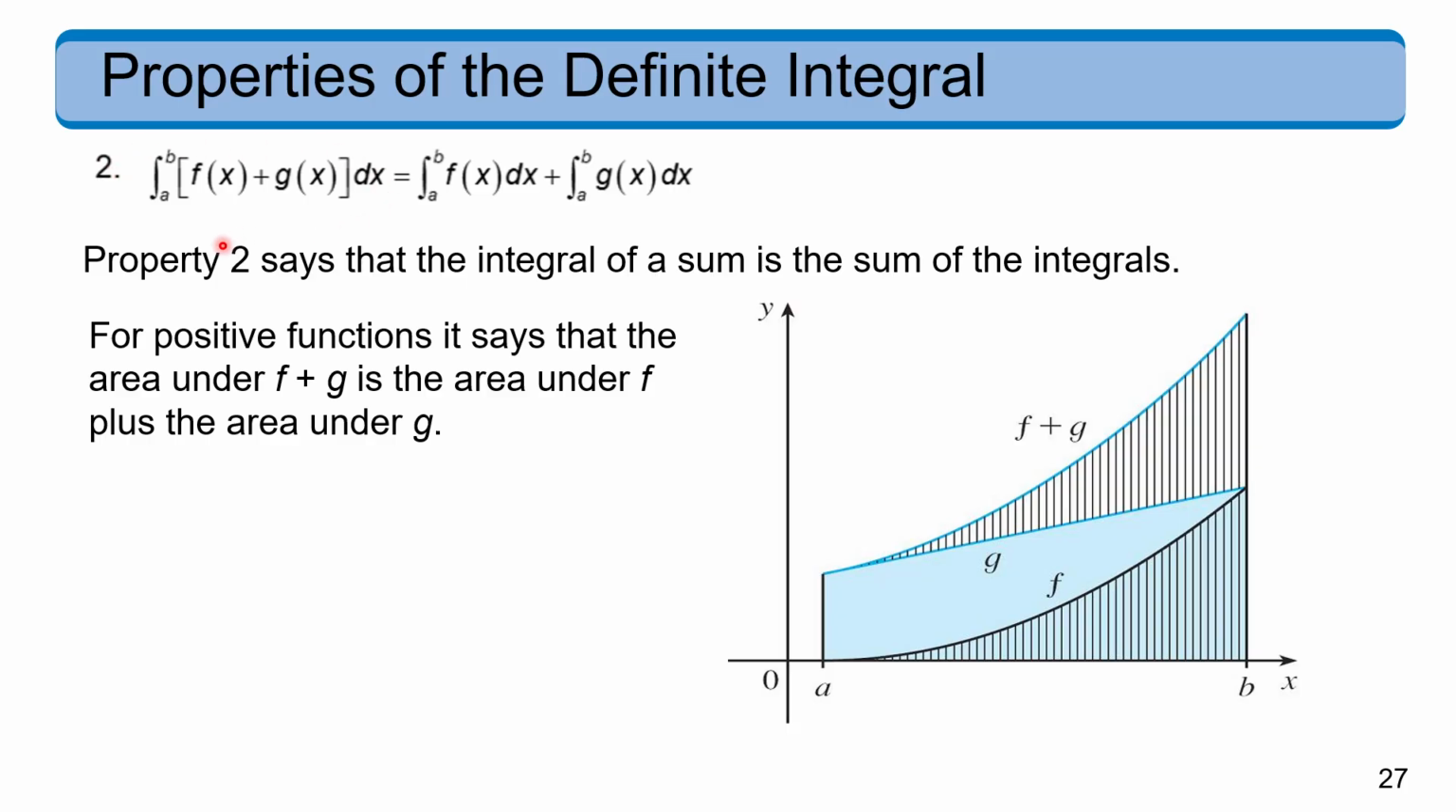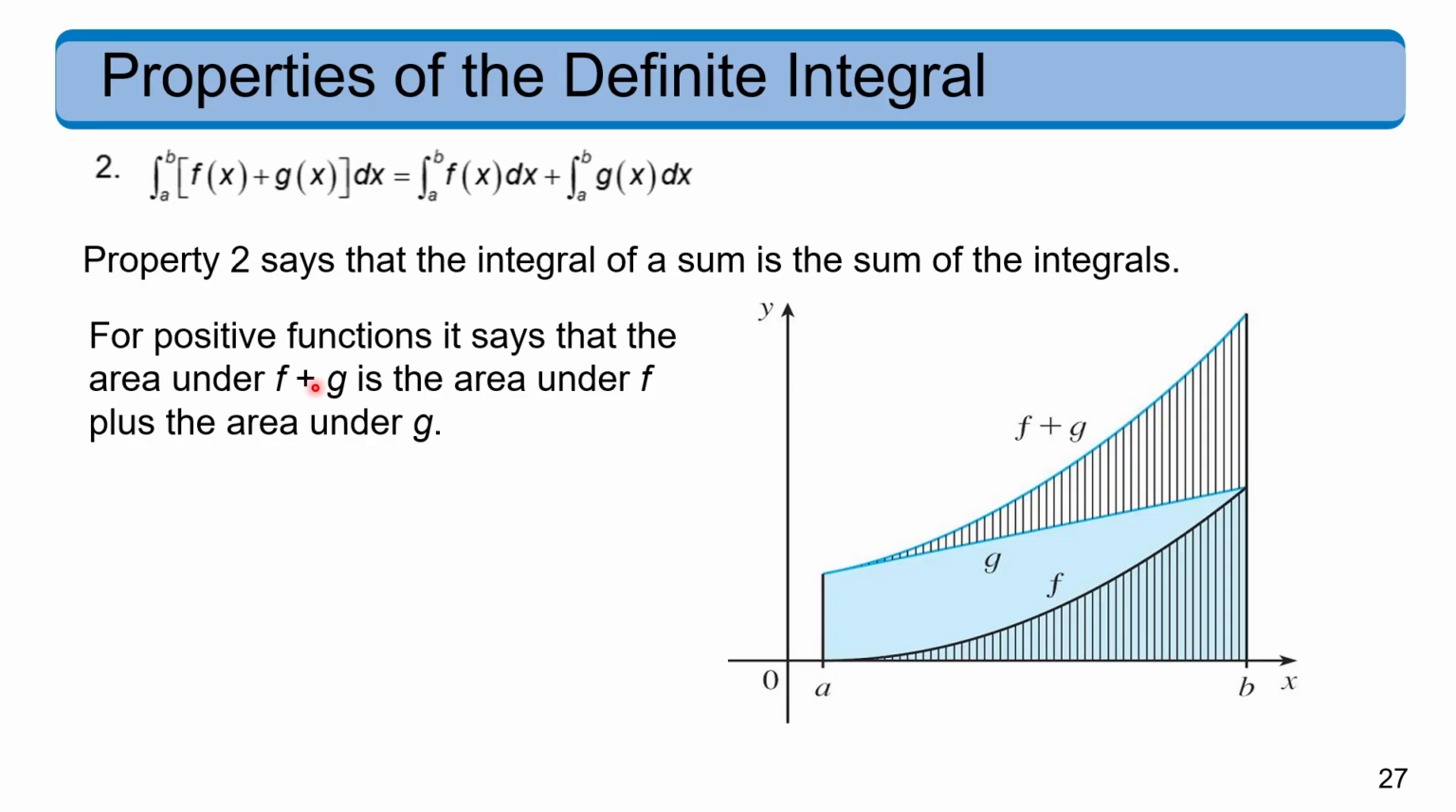This is the second property. It says the integral of f plus g equals the integral of f plus the integral of g. In other words, you can split up the integral over a sum. Or another way of phrasing this, the integral of a sum equals the sum of the integrals. Now this is not too surprising because we saw the same thing with derivatives. The derivative of a sum, you could split the derivative up to each individual term. So same thing with an integral.